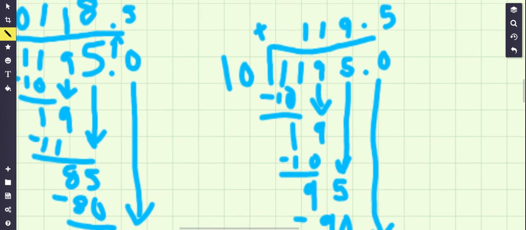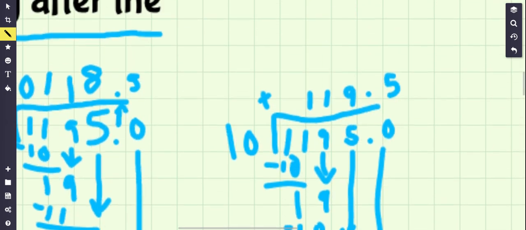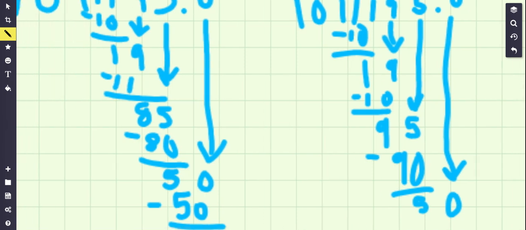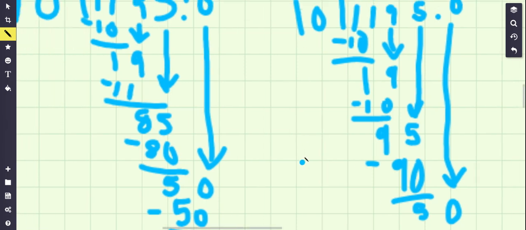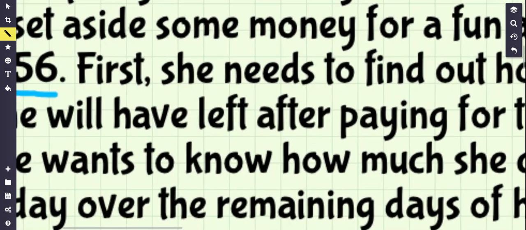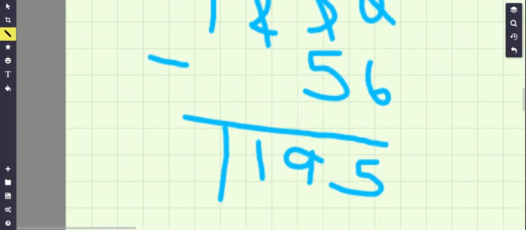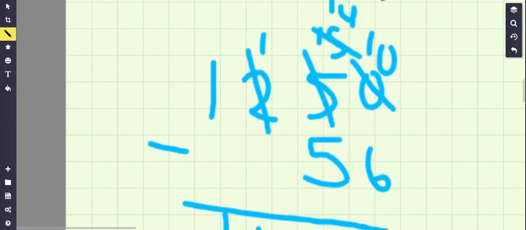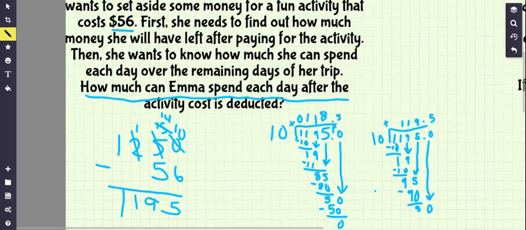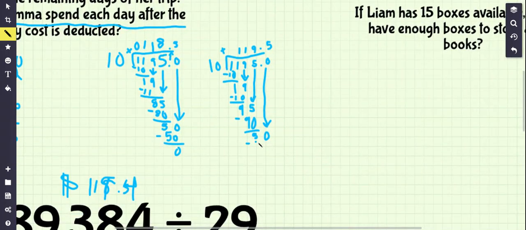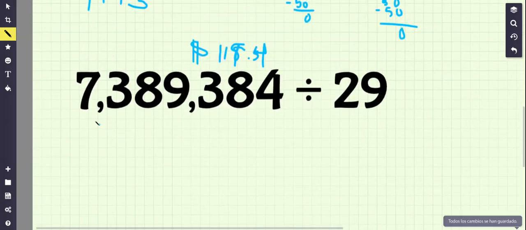So it's supposed to be a 4. It wasn't. All right. And then subtract 50 over here, create 0. All right.